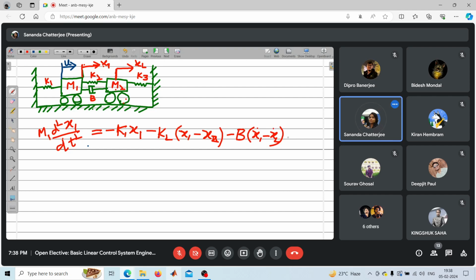And there is u, and plus e. So this is the free body. This we get from the free body diagram of M1. From the free body diagram of M2, I should write this also.